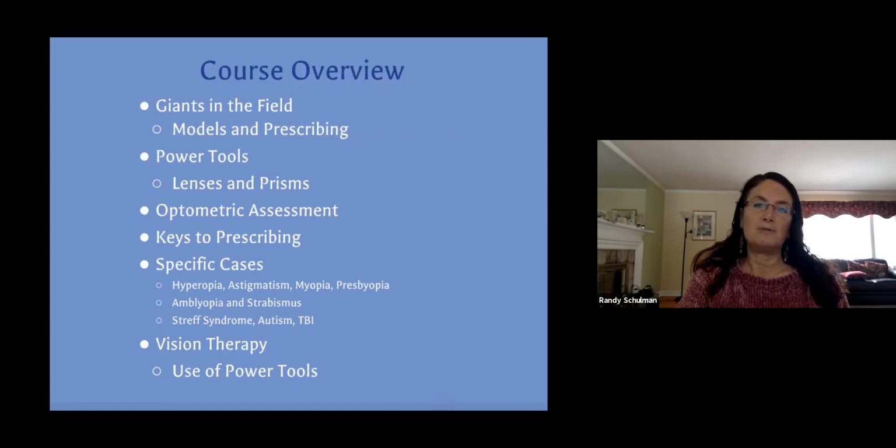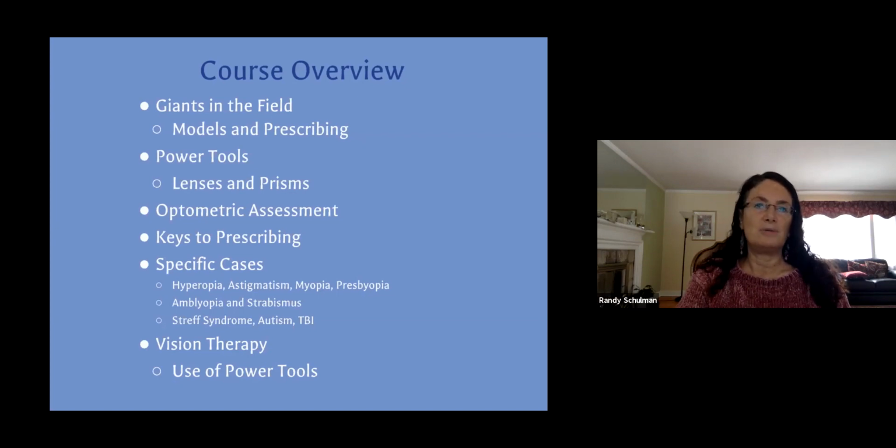And then I'm going to go over some keys to prescribing. There are different philosophies on how you prescribe and different models. So I'm going to go over those and then talk about some specific cases, or more routine cases, as well as amblyopia or strabismus, and some of the more complicated Streff syndrome, autism, and TBI cases.